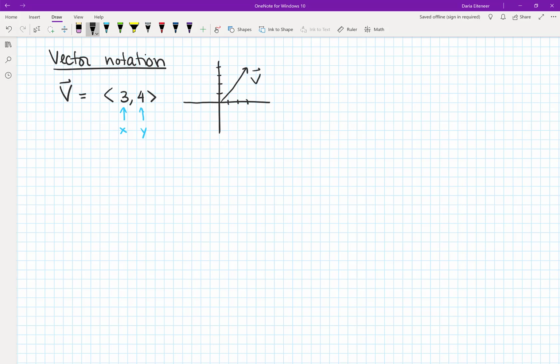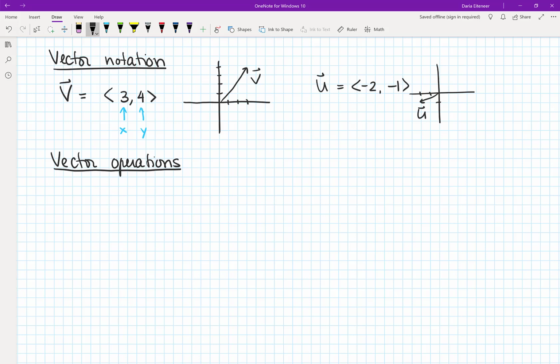Let's practice it with one more. Let's call this vector u, <-2, -1>. Again, I'd start at the origin, go 2 units to the left and 1 unit down, and draw vector u. So that's how that angle bracket notation works. We need that to see what kinds of vector operations we can do. Okay, vector operations.